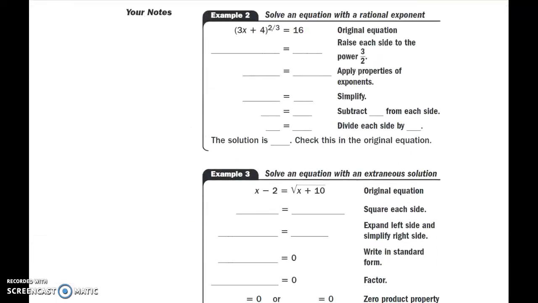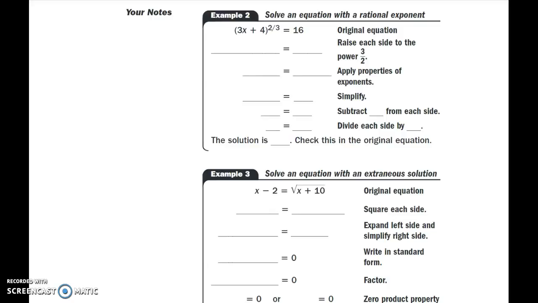Alright, so now we're on to this next example, and this next example is an important one because now we have, instead of it being written in radical form, our equation written with a rational exponent. And so there's a couple little things we have to take note of. First of all, the exponent is outside the parentheses. So the base of the exponent is 3x plus 4. All right? That's all in there.